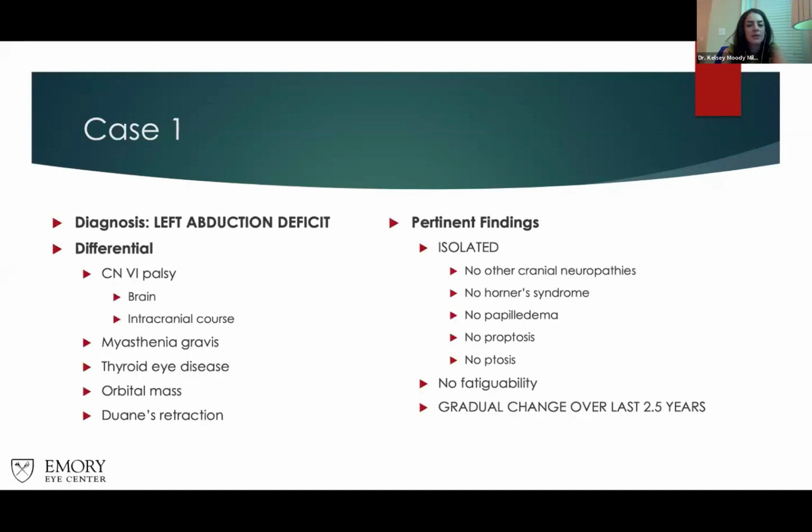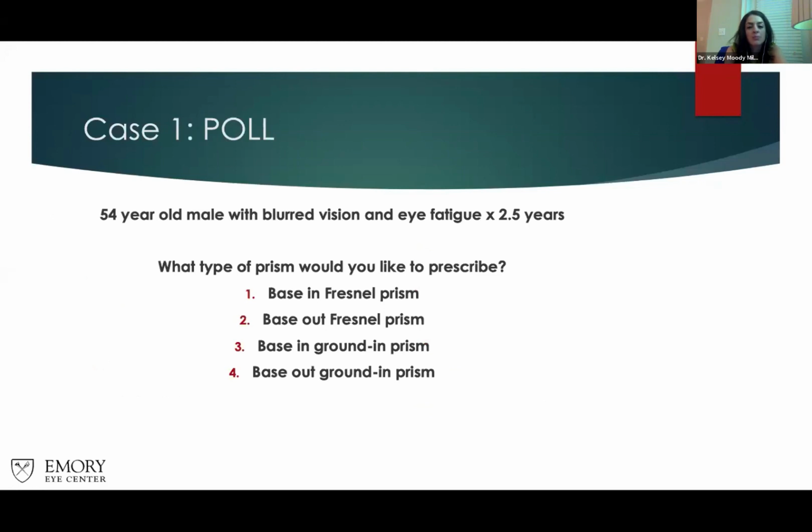So here we know he has a left abduction deficit. We have a broad differential, right cranial nerve 6 palsy. This could be myasthenia gravis, it's variable, thyroid eye disease, potentially something in the orbit, or even Duane's retraction. The good thing is that it's isolated, there's no fatigability, and it's been a gradual change over the last 2.5 years. And so we're gonna do a poll here.